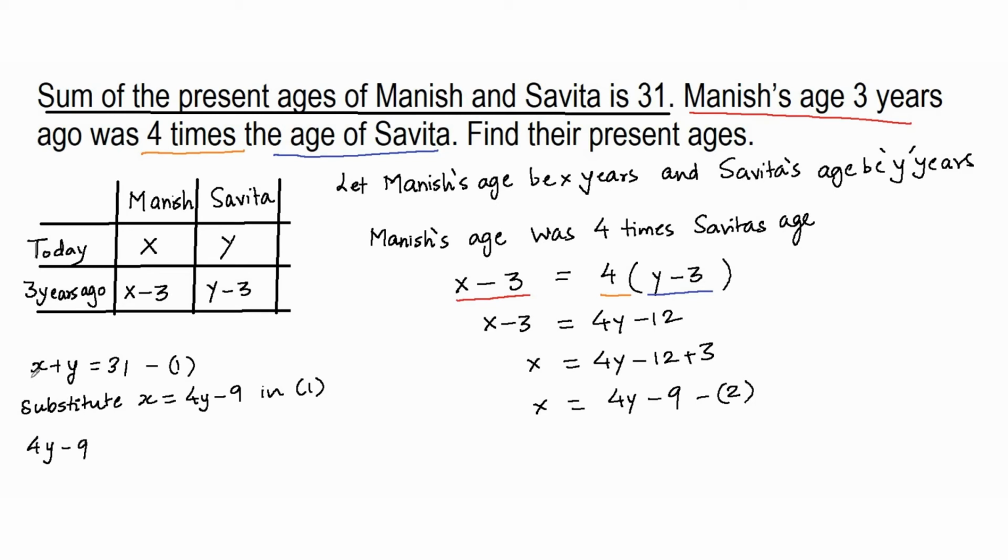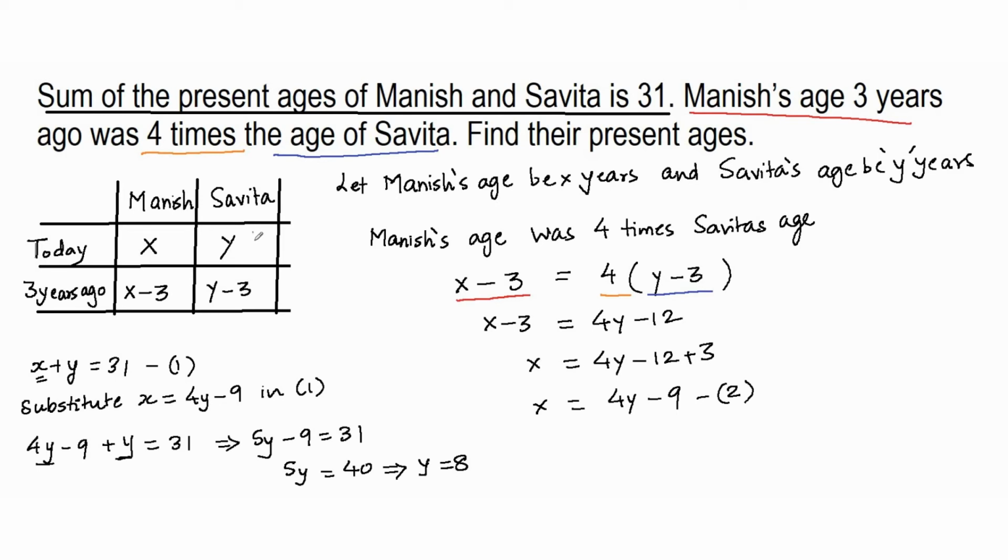So 4y minus 9, which is x, plus y is equal to 31. Solving this, 4y plus y is 5y, and minus 9 is equal to 31. So I can transpose the 9 to the other side. It goes for addition. So 31 plus 9 is 40, which means y equals 8, right? So Savita's age right now is 8 years.